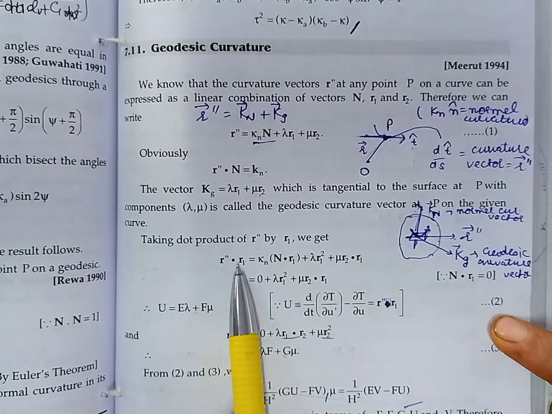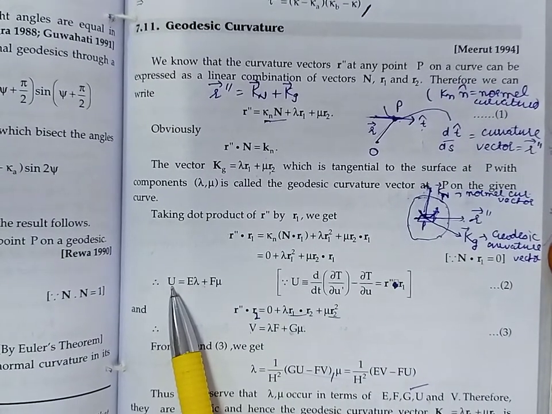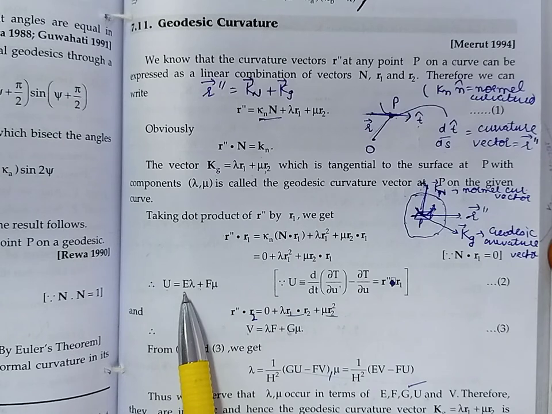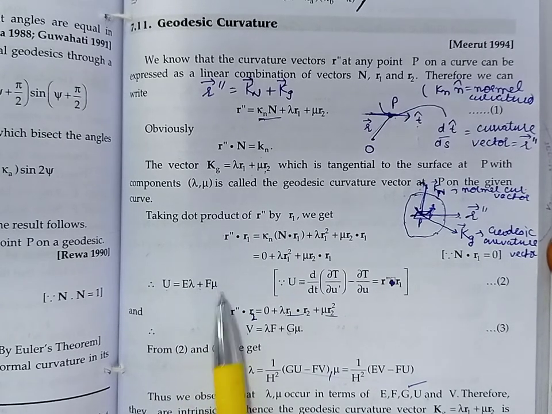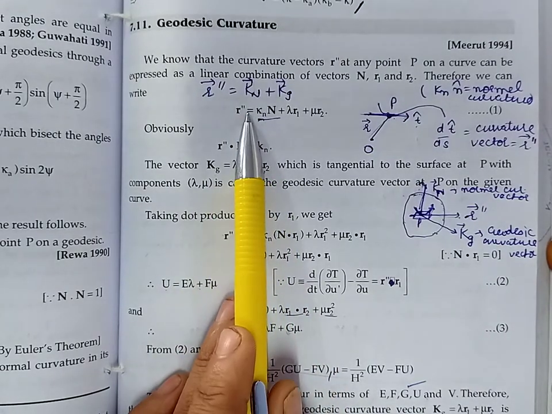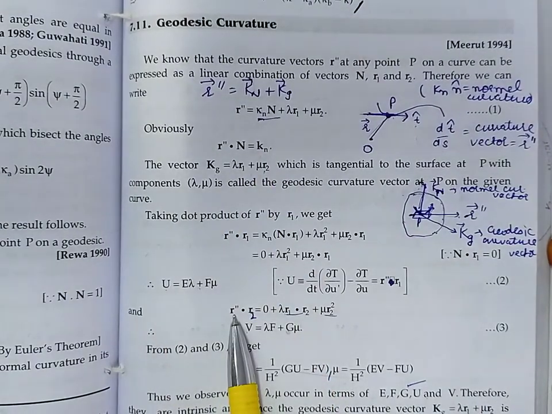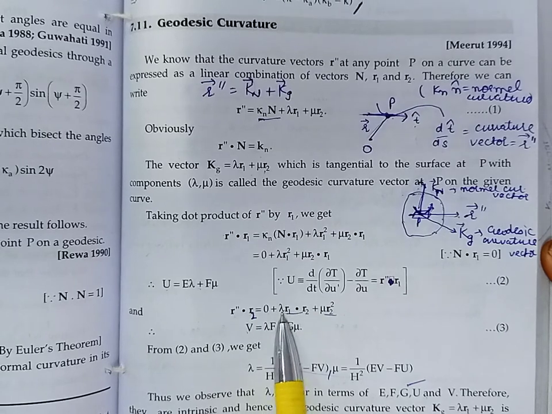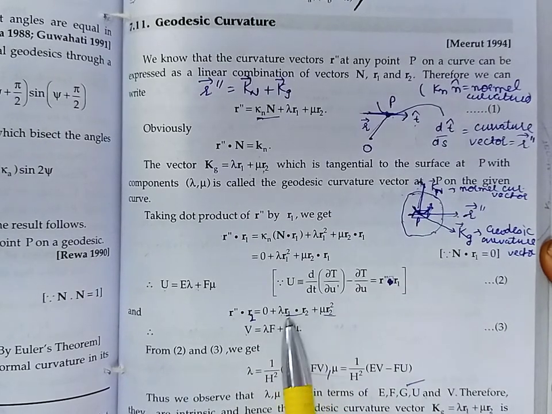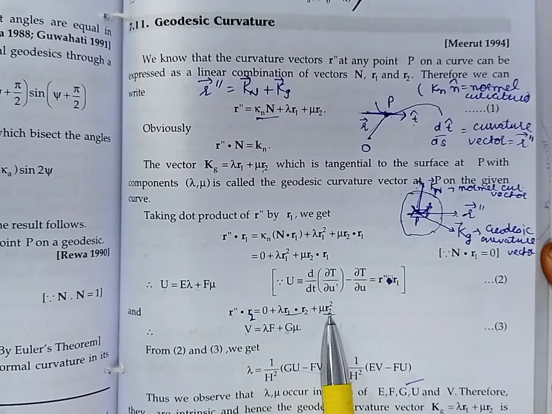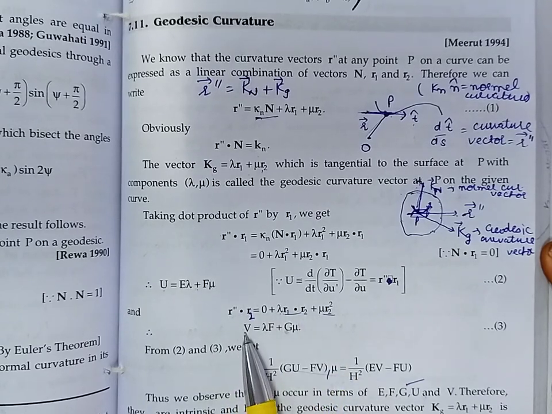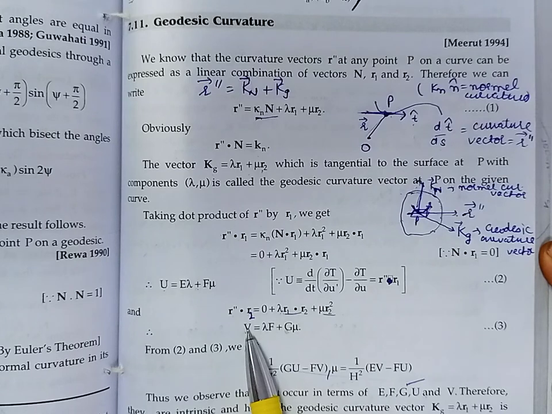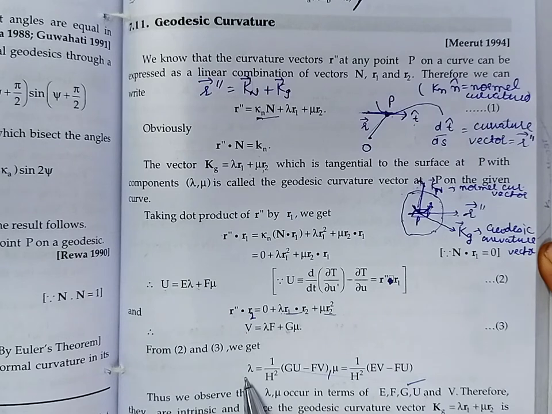And we already discussed r double dash dot r1, that is denoted by capital U, where capital U is the derivative of curl T by curl u dash minus curl T by curl u. So we have obtained U is equal to E into lambda plus F into mu. Now let us take the dot product of this equation by the vector r2. If we take the dot product with r2 here, this will become r double dash dot r2, and kappa n into N dot r2 will be 0, plus lambda r1 dot r2 plus mu r2 dot r2. Now r1 dot r2 is the fundamental magnitude F, and r2 dot r2 is G. So this implies V is equal to lambda F plus mu G. So we have obtained these two equations in lambda and mu. By solving these two equations, we can obtain the values of lambda and mu.